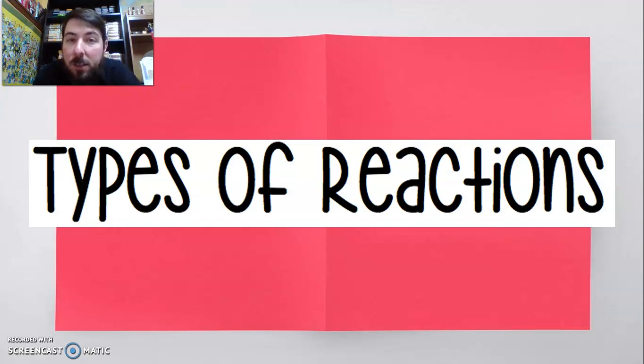So we have talked about how to balance reactions. We've taken a quick look at what a chemical reaction looks like when we write it down. But there are different types and different ways that we can categorize reactions. So there are 5 major ones, and then I'm probably going to talk about a 6th one in another video. But let's take a look.